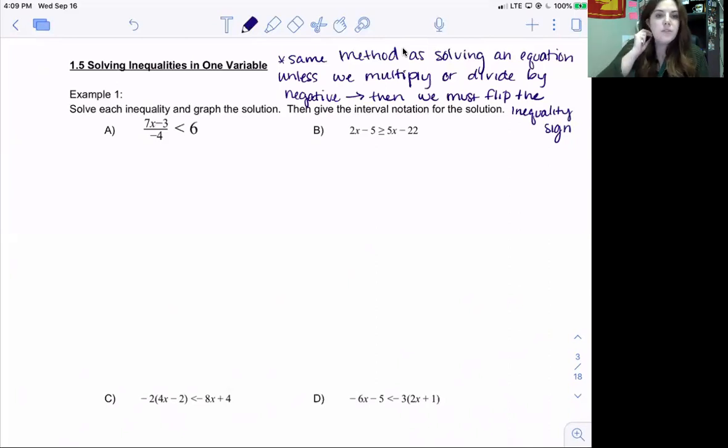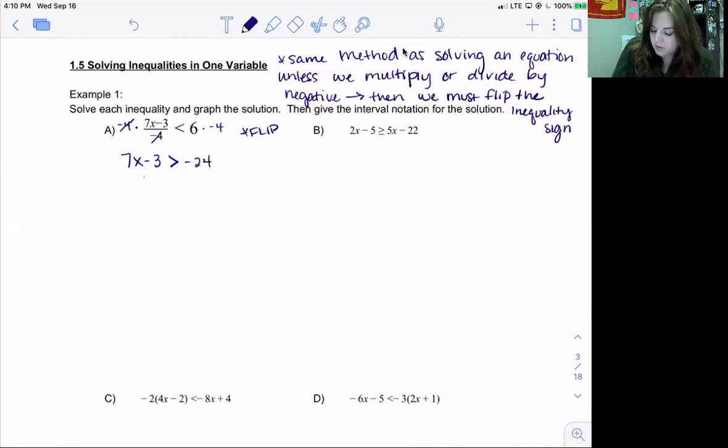Okay, so if we look at this first one, we have (7x minus 3) divided by negative 4 is less than 6. So to get rid of our fraction, we're going to multiply both sides by our negative 4. When we multiply on the left, they cancel. So we're left with 7x minus 3. Then since we multiplied by a negative, we want to be careful that we flip our inequality sign. So instead of less than, this becomes greater than. And 6 times negative 4 is negative 24.